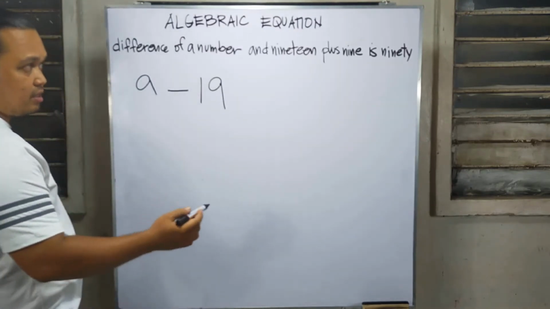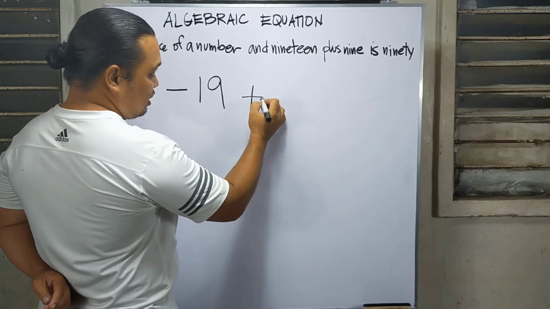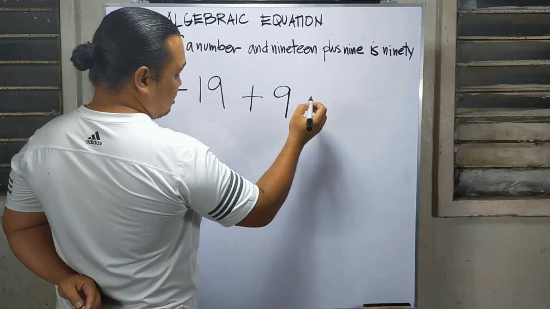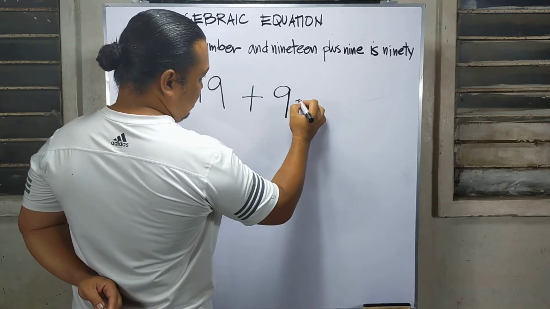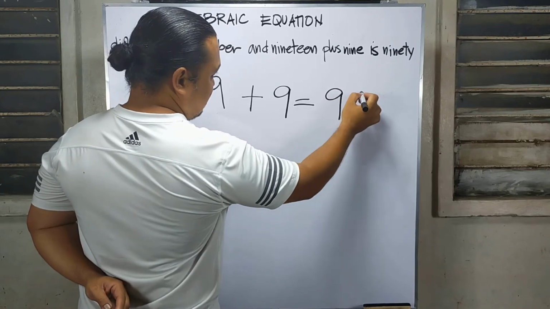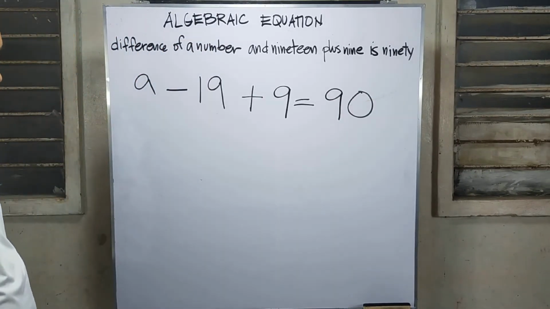Okay. Next, plus, that will be our addition, 9 for another constant, is, that will be the equal sign, 90. And that will be our algebraic equation.